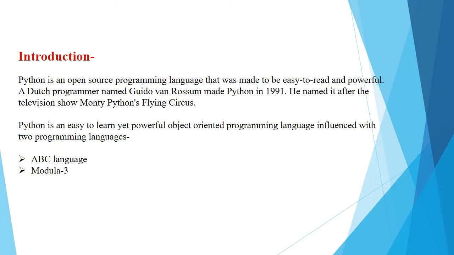So let's see what Python is. Basically, Python is an open source programming language that was made to be easy to read and powerful. A Dutch programmer named Guido van Rossum made Python in 1991. The release date of Python was 1991, whereas Java was developed in 1995 and released in 96. So 91 is far earlier than 96, but still Python was not that popular, because many of Python's libraries were developed only recently. It finally got its final release in 2020.